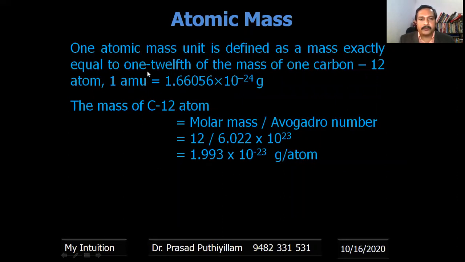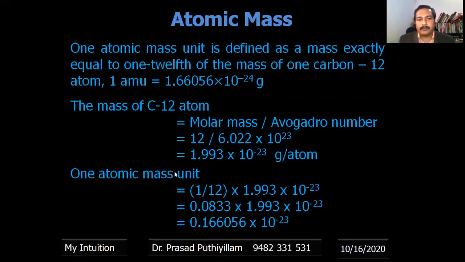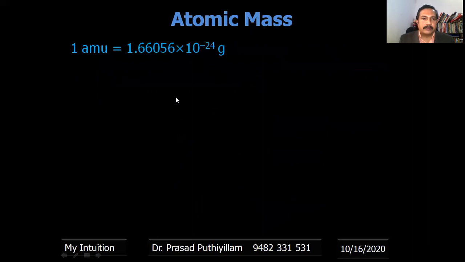Therefore, 1 AMU is 1/12 of the mass of carbon-12. We got the mass of carbon-12 here. Therefore, one atomic mass unit is 1/12 multiplied by 1.993 times 10 to the power minus 23, which becomes 0.166056 multiplied by 10 to the power minus 23, or we can write 1 AMU as 1.66056 multiplied by 10 to the power minus 24 gram. So 1 AMU we calculated is 1.66056 times 10 to the power minus 24 gram.